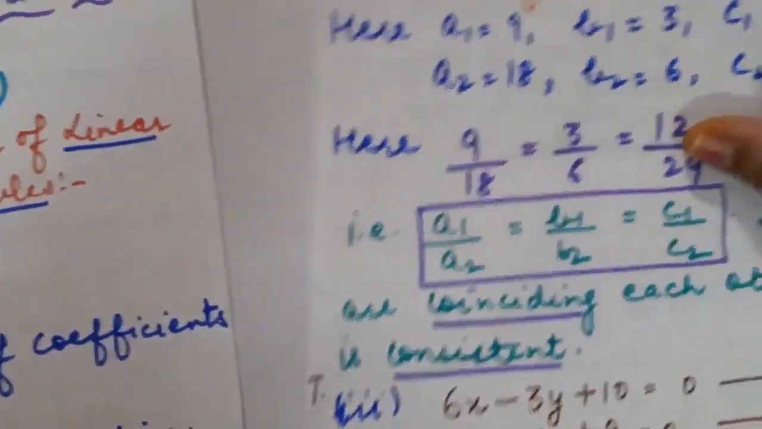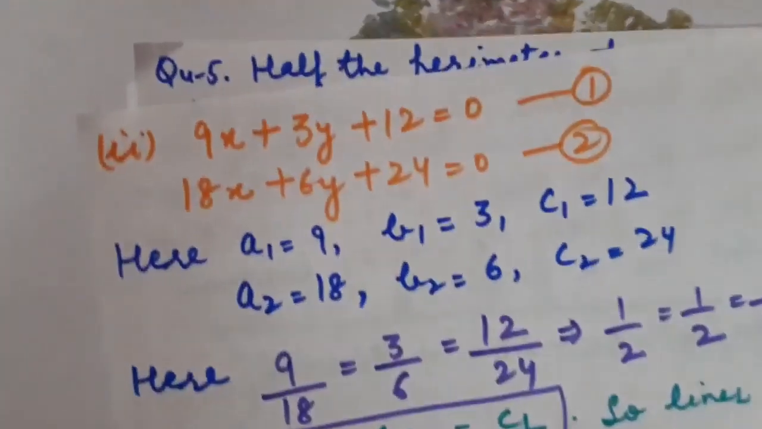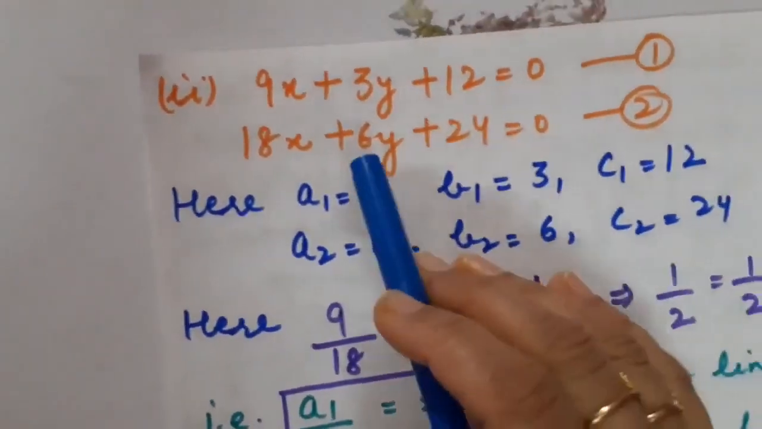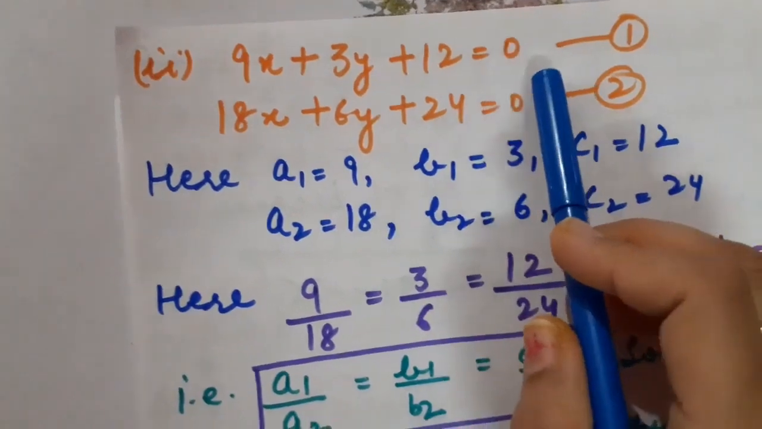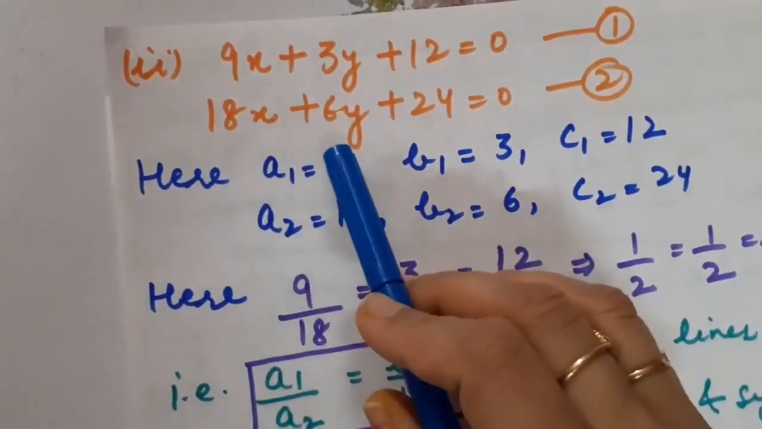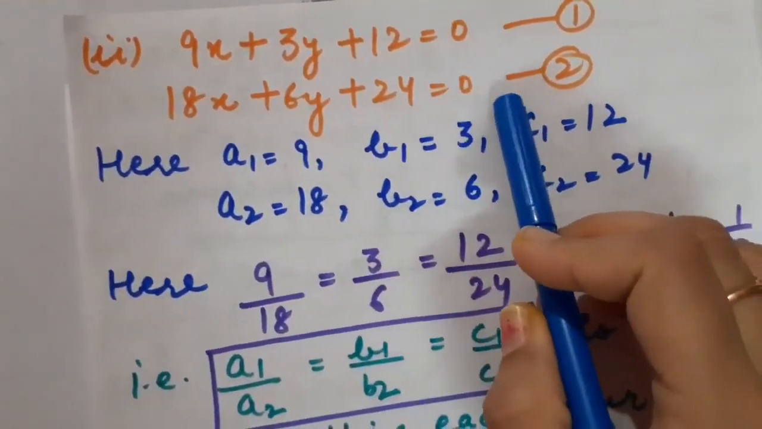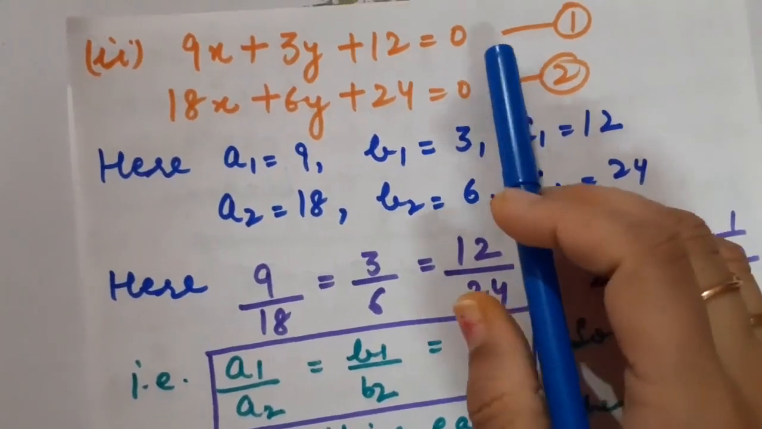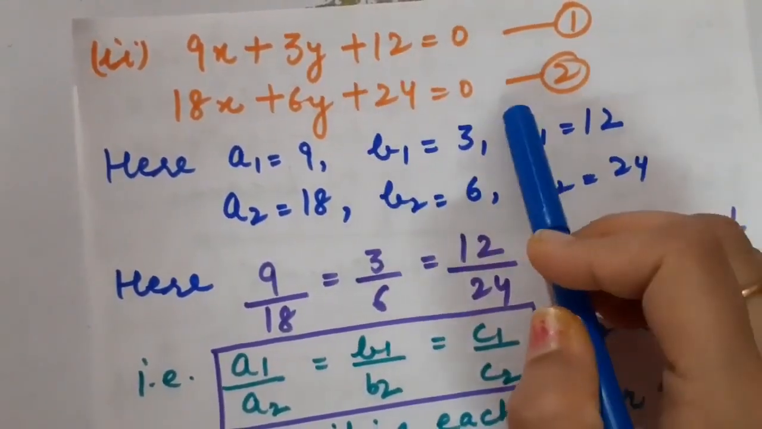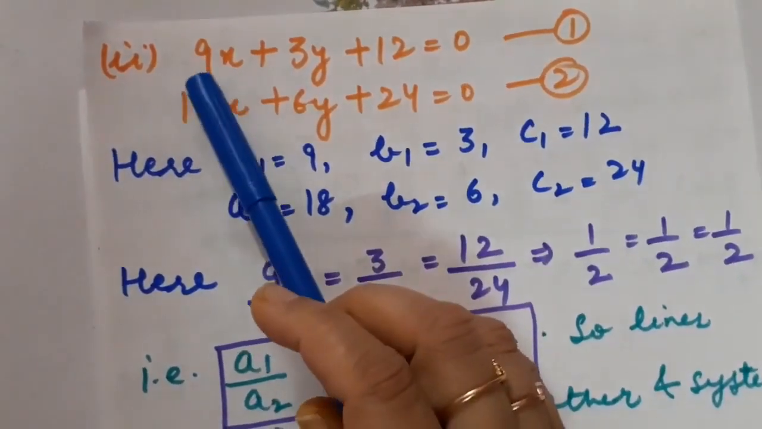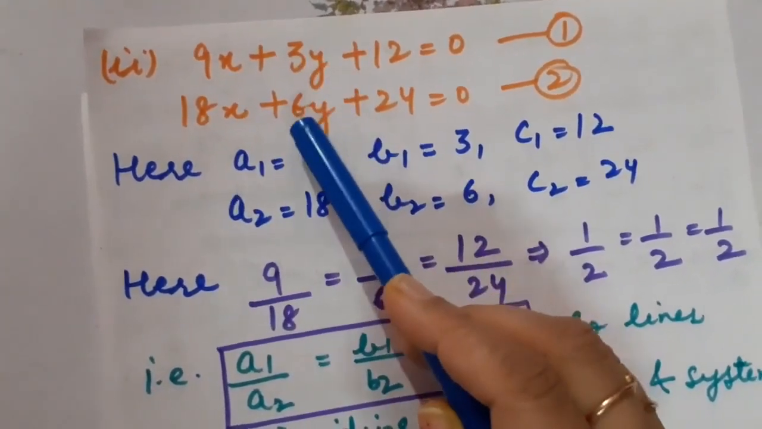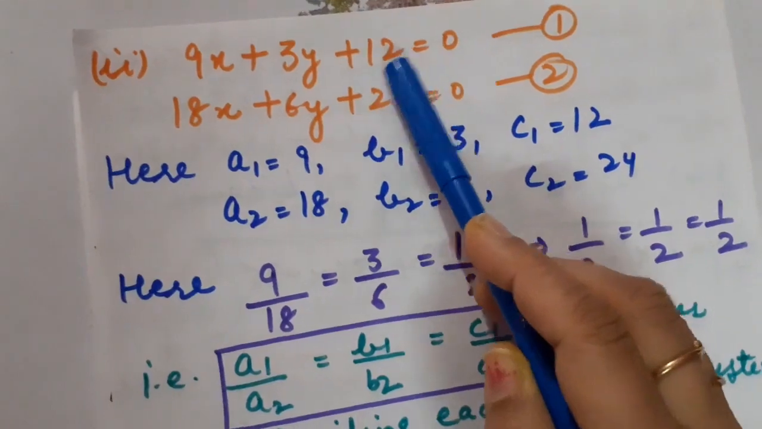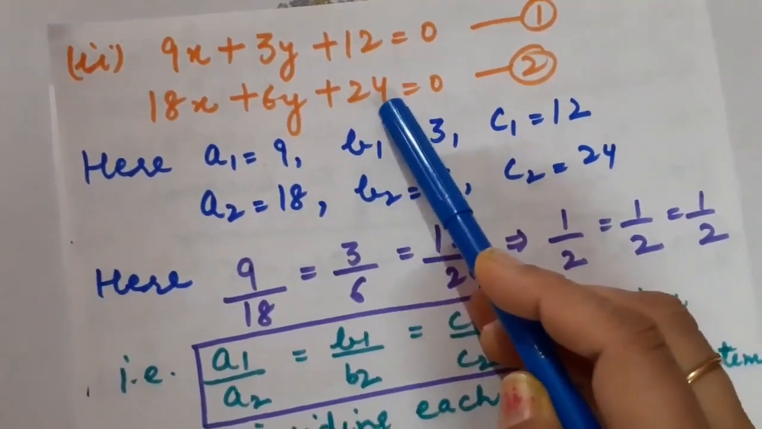Now, I am going to take the second part of the same question. Please pay attention. This is 9x plus 3y plus 12 is equal to 0. 18x plus 6y plus 24 is equal to 0. Again, I am going to compare the pair of linear equations with the generalized form. Through that, children, you know a1 is 9, a2 is 18. b1 is 3, b2 is 6. c1 is 12, c2 is 24.